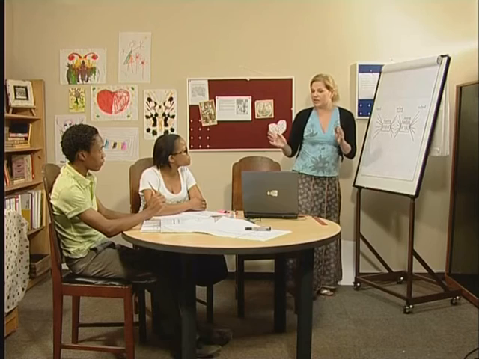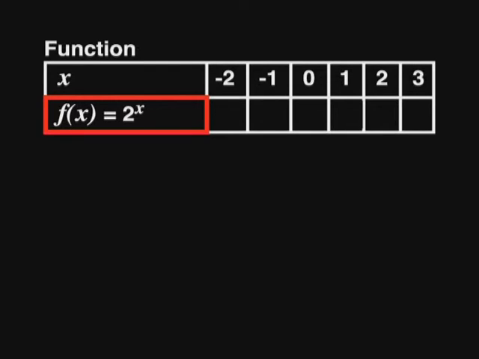Instead of talking about a general function, let's focus on an example of a particular exponential function. f of x equals 2 to the x. Here is a table of values for the function f of x equals 2 to the x. The x values have already been filled in. Can you guys determine the value of f of x for each of the x values?